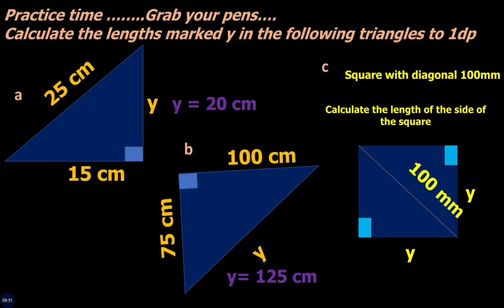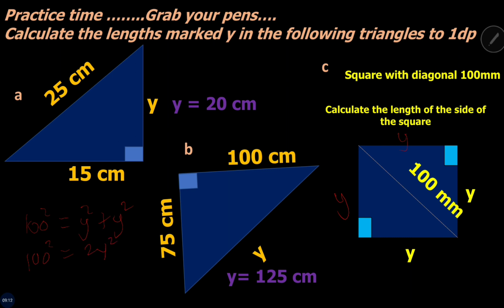Diagram C, we've got a square, so which means the four sides are equal. So this side here is also y, this side there is also y. The diagonal is 100 millimeters, so the perpendicular sides in this case are the sides marked y. Applying the theorem of Pythagoras, 100 squared is equal to y squared plus y squared. So 100 squared is now equal to 2 of y squared.